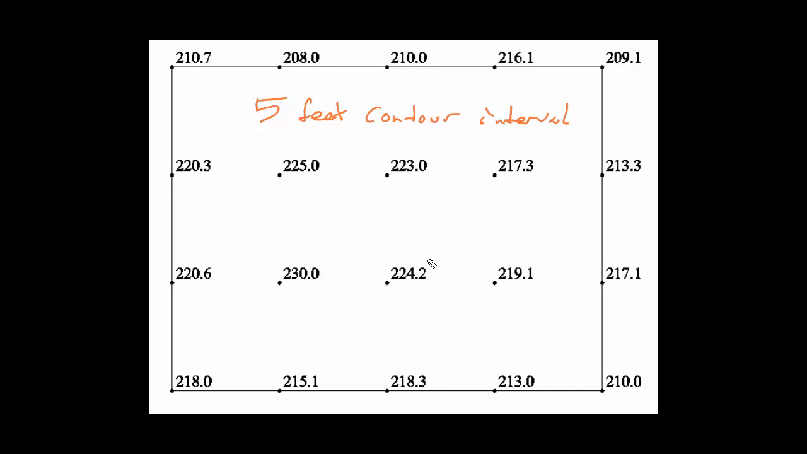Now, if we look carefully, our minimum elevation anywhere on this project is 208.0. And let's see if we can find our highest elevation. I believe it is 230.0. So that means the lowest contour we will see is 210, then 215, 220, 225, and 230. Those are the 5 values of the contours we will have on this contour map.